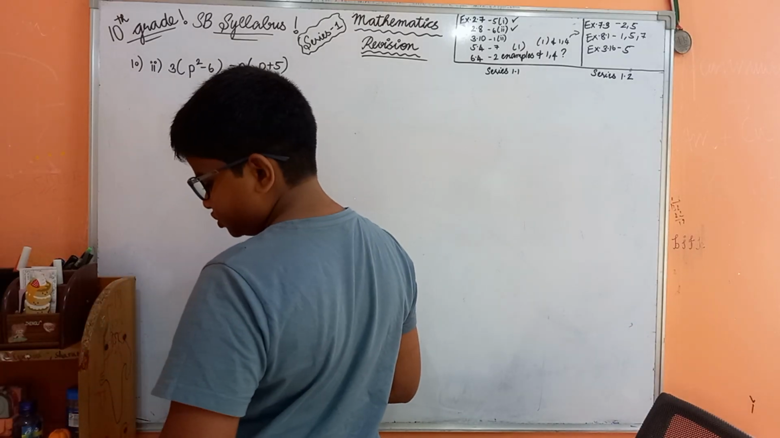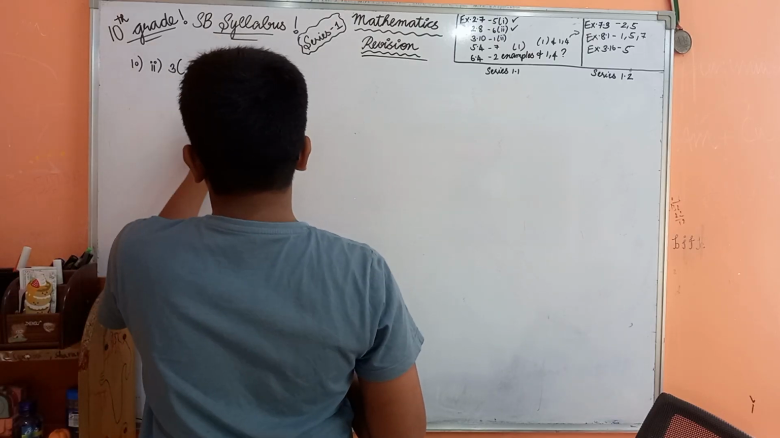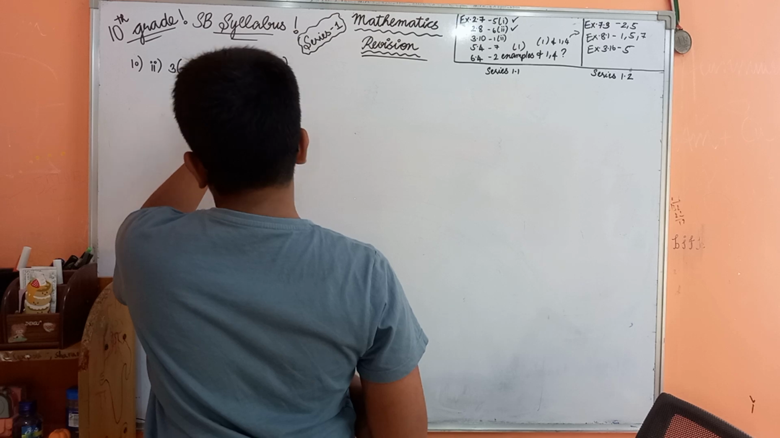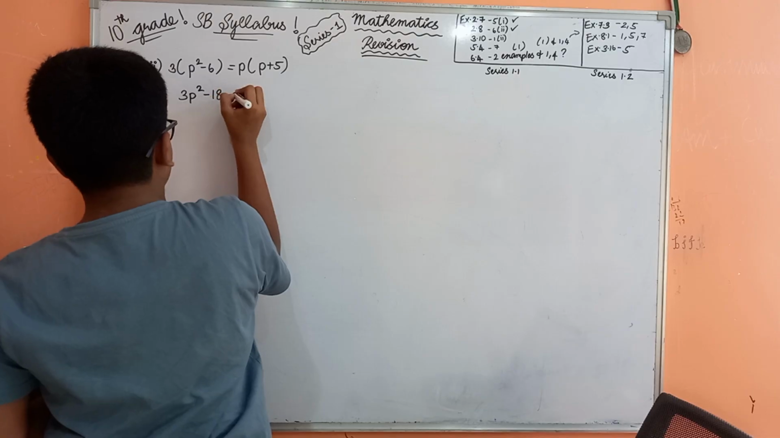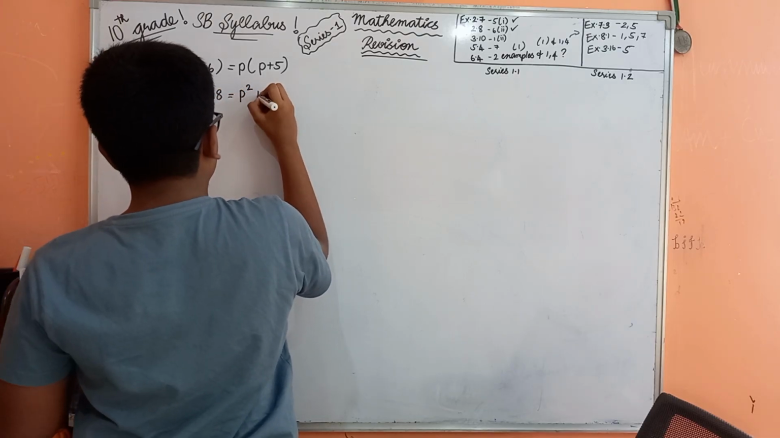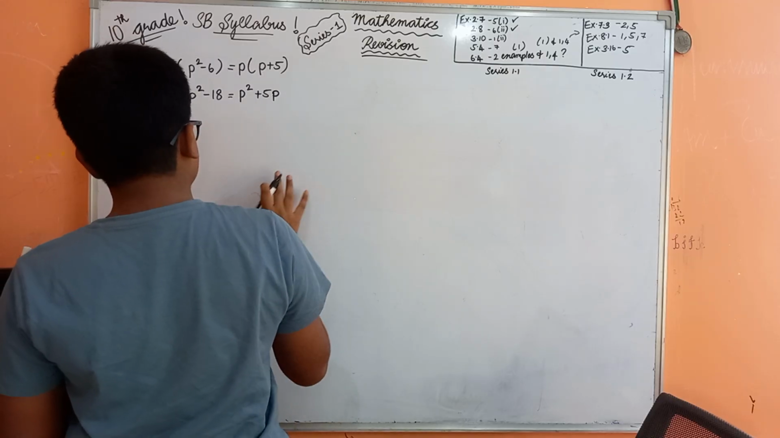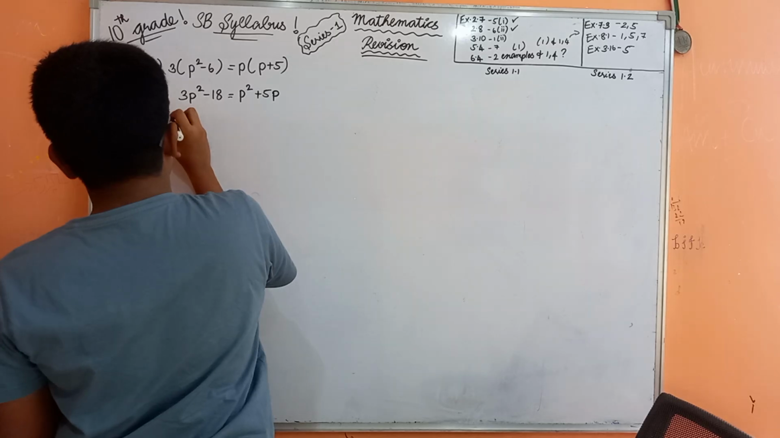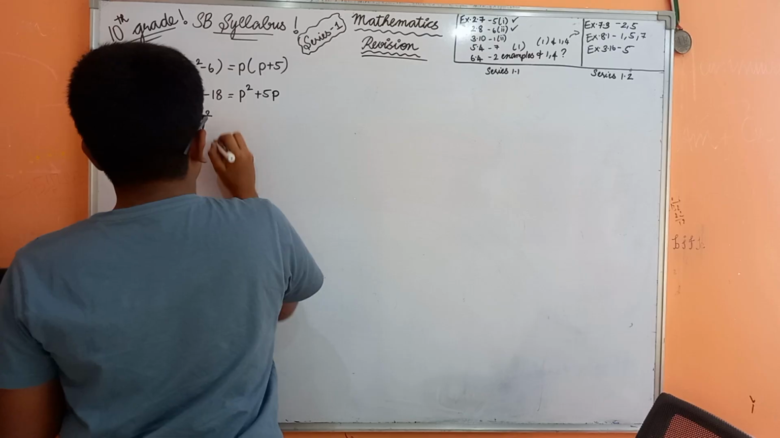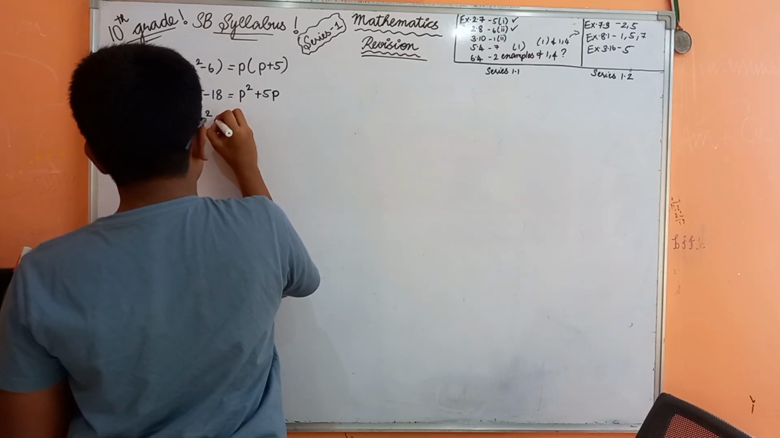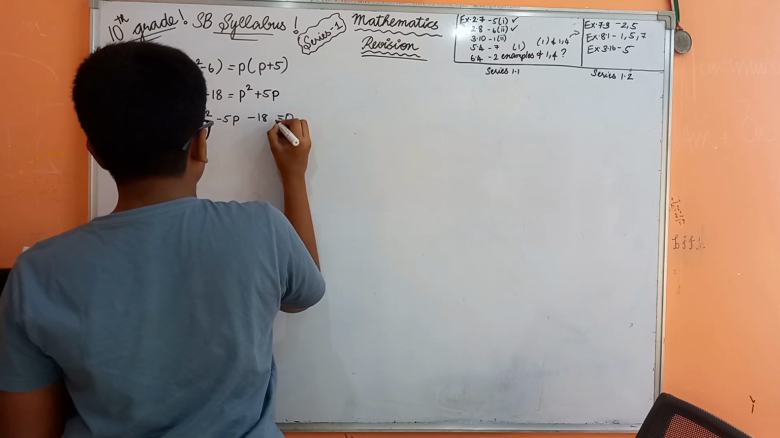So we're going to use the factorization method. Solve the following quadratic equation by the factorization method. 3p square minus 18 is equal to p square plus 5p. So we gotta put this into simple form. We gotta put p's in one place. So 3p square will come as it is, and this will go to the left side, so minus p square, minus 5p minus 18 is equal to 0.